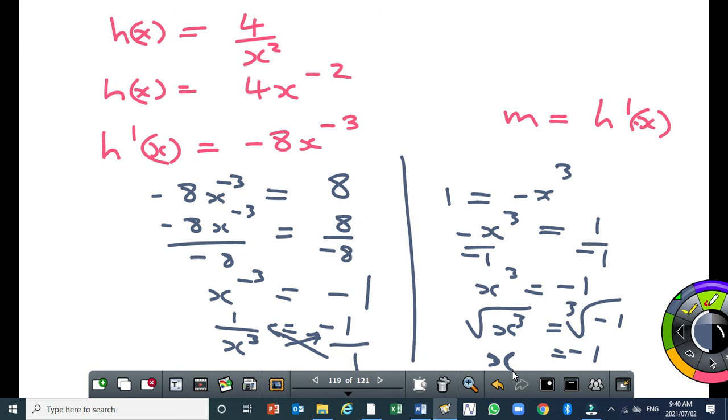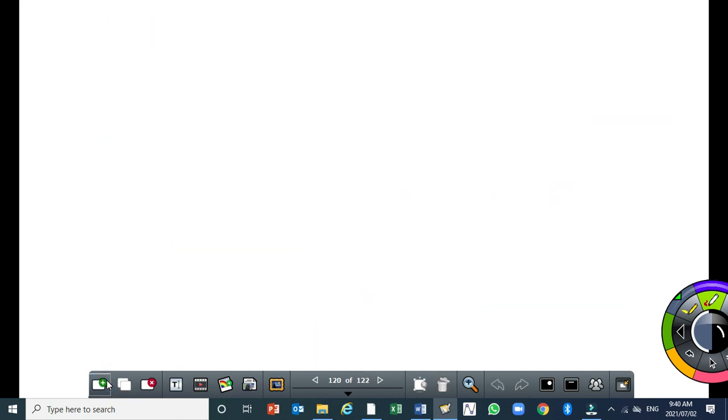Okay? Now that I found the value of x, I need the value of y. To find the value of y, I have to substitute that x value here. Put the x here. Okay? So I'm going to do that on the next page. So h of minus 1 will be equal to 4 times minus 1 raised to the power of minus 2. Alright. What's the answer? What is minus 1 to the power of minus 2? The answer is 4.